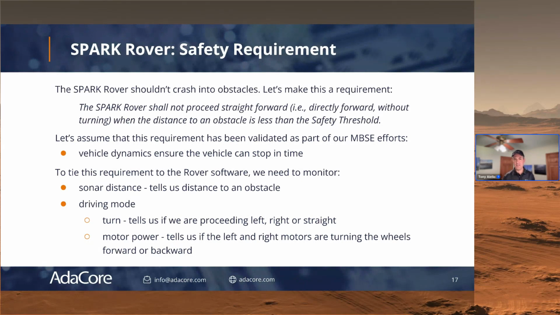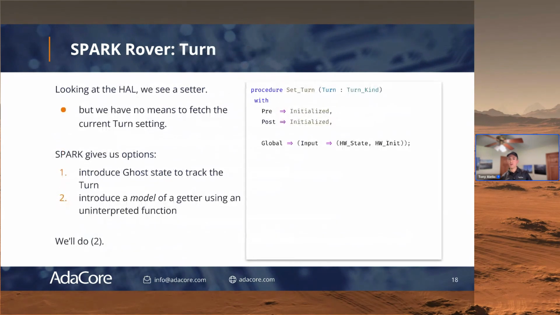So in order to tie this requirement to the rover software, we'll pretty clearly need to have the ability to monitor things like the sonar distance and the driving mode, if you will, of the rover, which has three parts to it. It has the turn, how are the wheels turned right now? And it has the left and right motor powers, because we need to know whether or not we're going forward or going backward. So when we look at the hardware abstraction layer, we see that it gives us setters. So here's an example. We have a procedure called set turn.